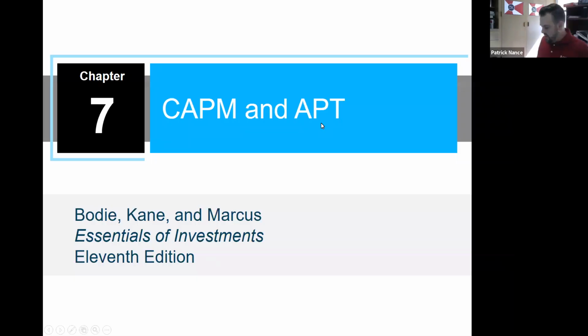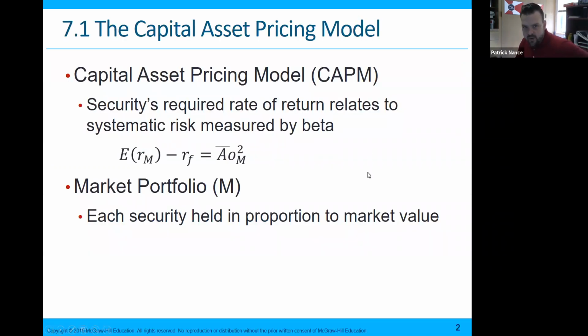Okay, chapter 7 of investments class. So we're going to talk about CAPM, the capital asset pricing model, and then arbitrage pricing theory as well. The capital asset pricing model talks about the fact that securities' required rate of return relates to the systematic risk measured by beta.